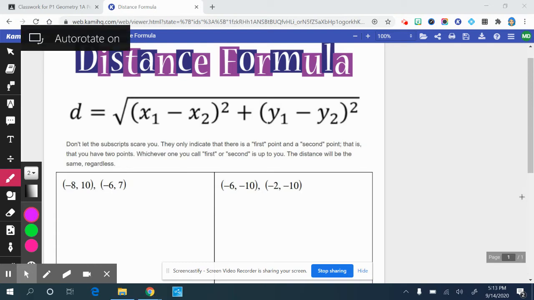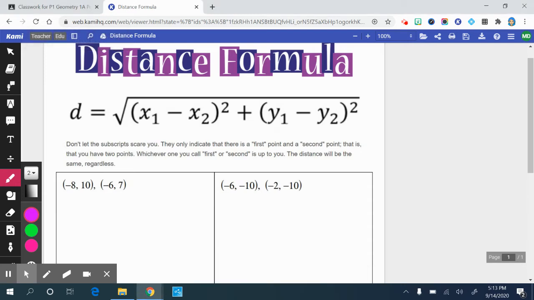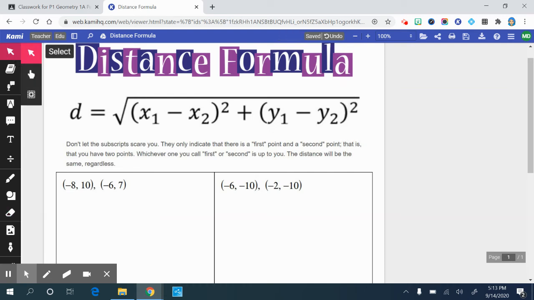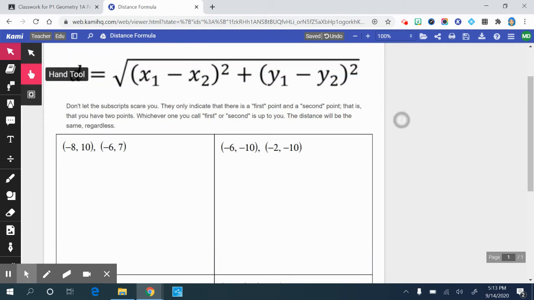Okay, so I got to flip my screen around. And did not mean to do that. Okay, so see, this is the hand tool, so I can move this up.